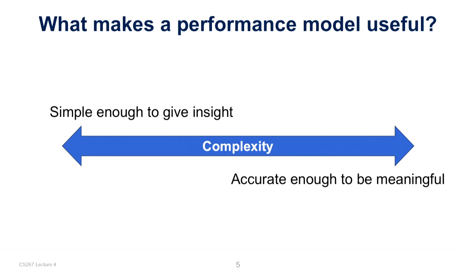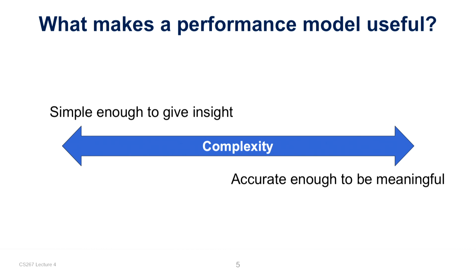And the tension whenever you're designing a performance model is how to make it simple enough that it actually gives you some insight into what the performance problem is, how you might optimize the code, for example, or how you might optimize the hardware, and accurate enough to actually give you meaningful results so that you're not optimizing the wrong thing. And of course, these kinds of questions come up all over the place, but they certainly come up in performance models, which is what we'll be talking about here.